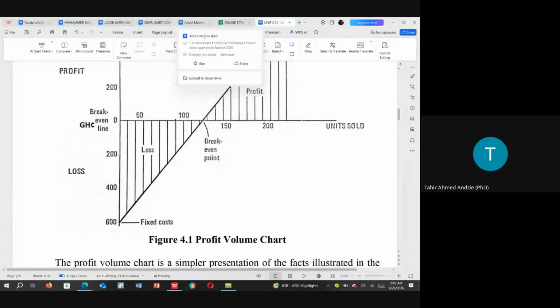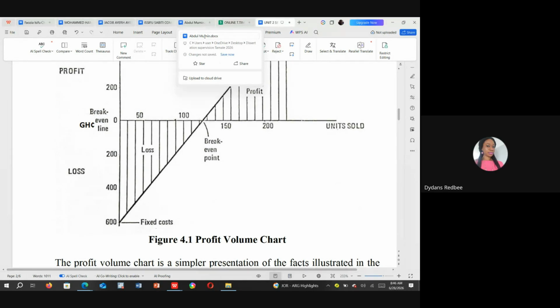Okay. Now when our activity level is 40,000, what will be the variable cost? 2 million. So 2 million plus the 4 million is going to give us 6 million, right? Then we come to 60,000. That will be 3 million, plus 4 million gives us 7 million.